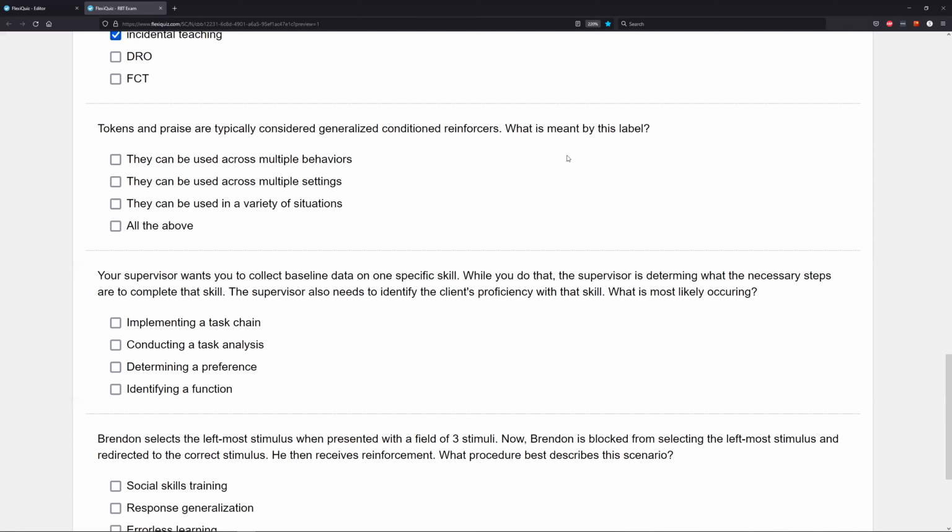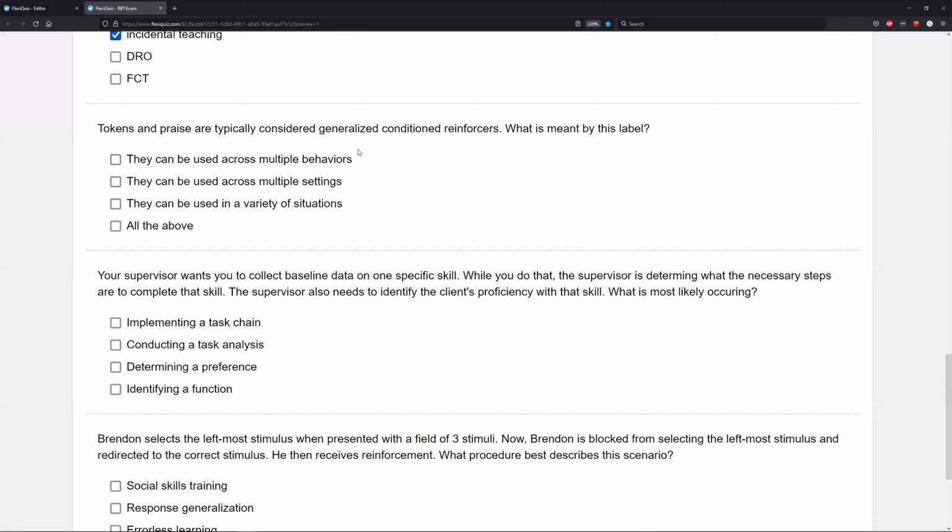So tokens and praise are typically considered GCRs, generalized conditioned reinforcers. What is meant by this? A, they can be used across multiple behaviors. Sure, you can use praise and tokens if they're conditioned to reinforce many, many behaviors. That's one of the main advantages of generalized conditioned reinforcers. They can be used in many situations, okay? So A is our answer, but what are we gonna do? We're gonna read all our answers. Make sure there's not a better one. They can be used across multiple settings. That looks good too, right?